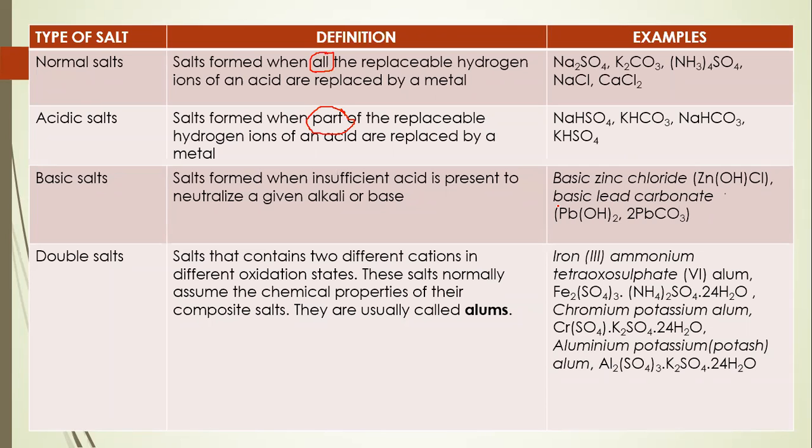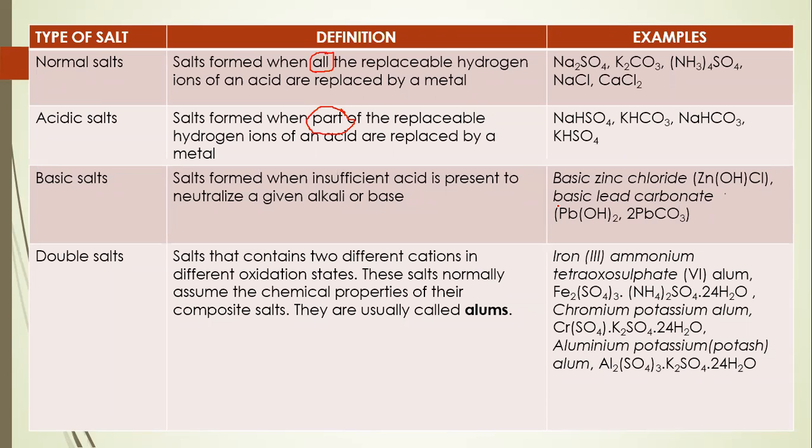Then two, you have chromium potassium alum. Now this is made up of Cr2(SO4)3, dot K2SO4, dot 24 water. Then we have aluminium potassium alum, potash. That is Al2(SO4)3 dot K2SO4 dot 24 H2O.